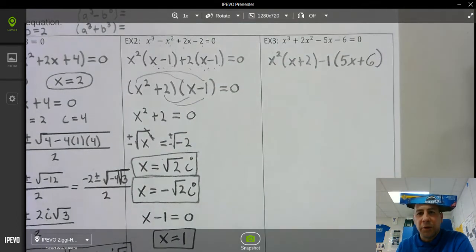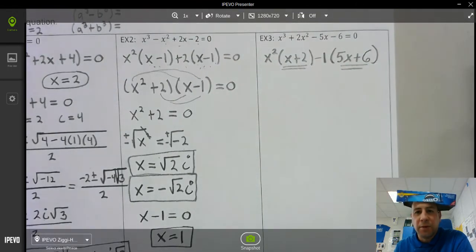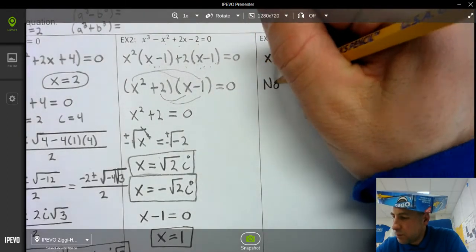Now pause for a minute and I want you to think about what you see. All right, I'm hoping you see that this term and this term are not the same, so it's not factorable.